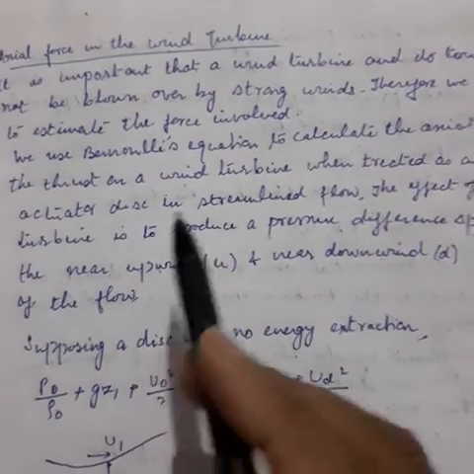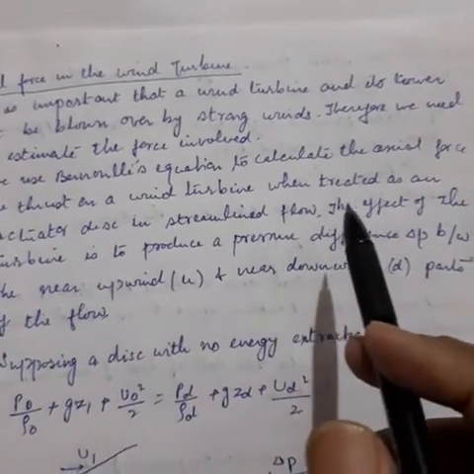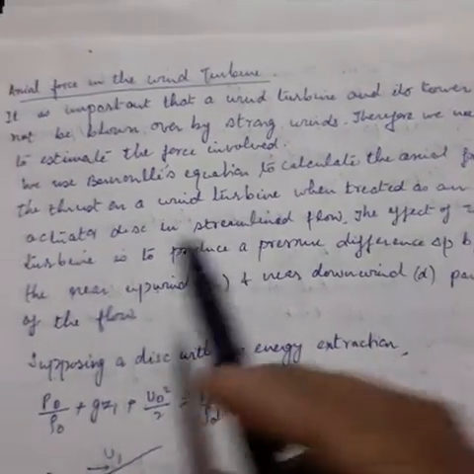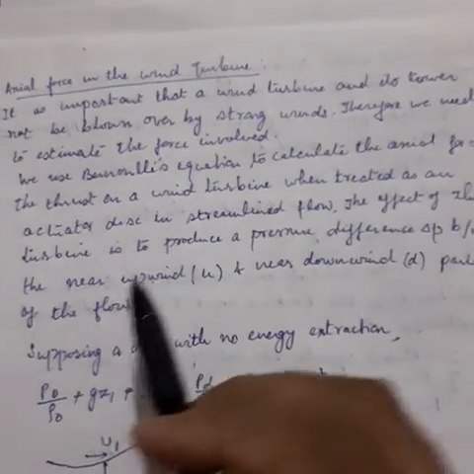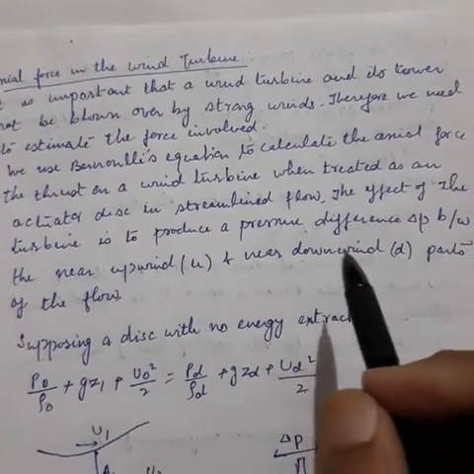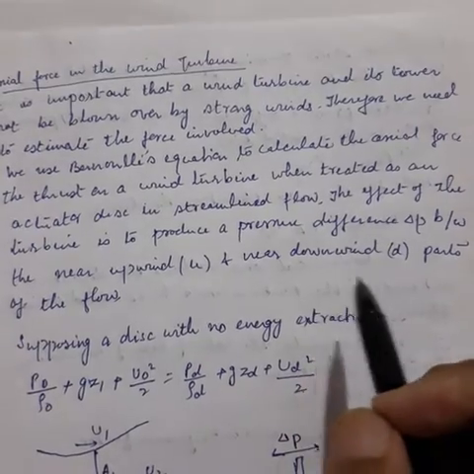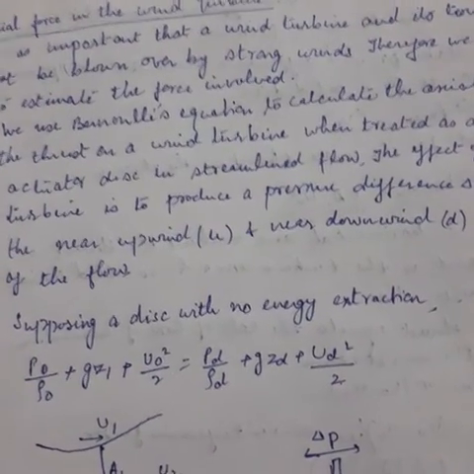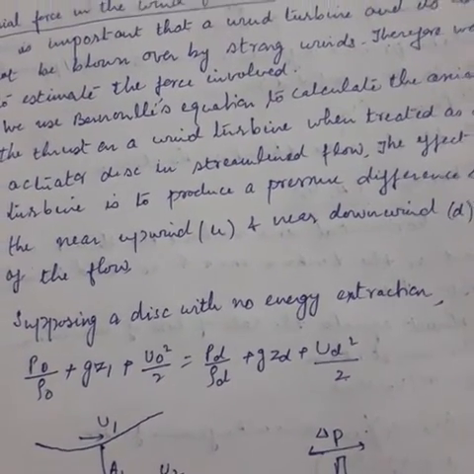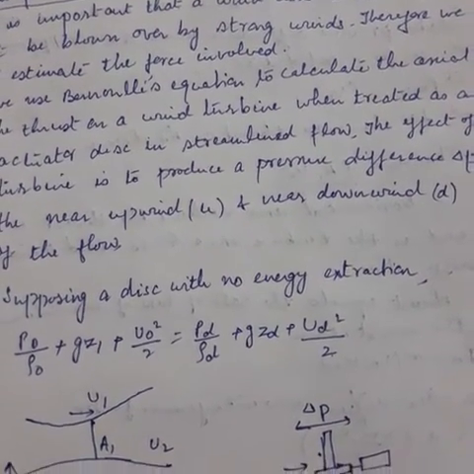to Bernoulli's equation. To calculate the axial force, the thrust on a wind turbine is modeled as an actuator disc in streamlined flow. The effect of the turbine is to produce a pressure difference del P between the near upwind and near downwind parts of the flow. We make a pressure difference for the upwind and downwind flow.